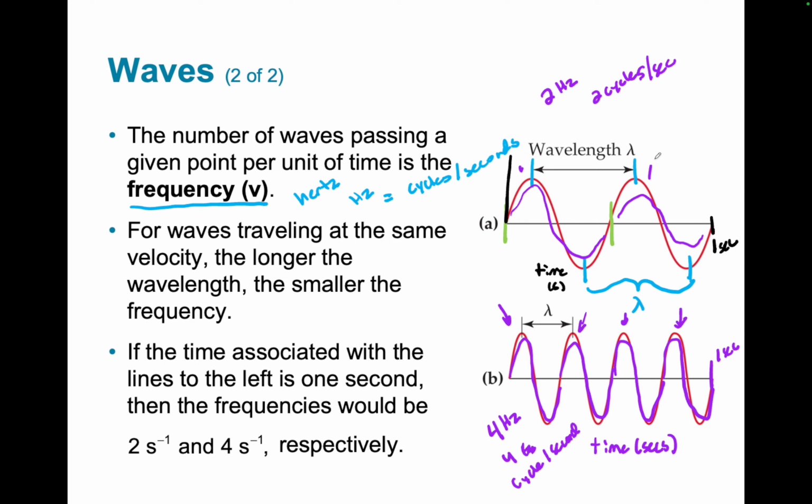So the thing I really want you to notice about this, though, is that as the wavelength gets longer, like up here, the frequency gets smaller, right? So here we have a wavelength from here to here, and we only have 2 cycles. But then here, the wavelength on this bottom one is actually half the size of the one at the top, right? And now we have 4 humps, right?